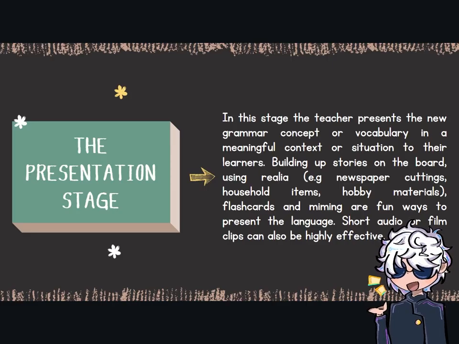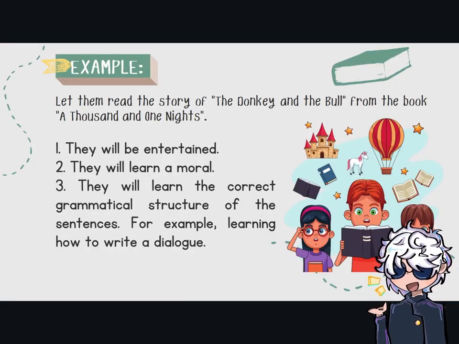ensure that the students understand the context you are presenting and to get them start thinking about it. One example of the presentation stage is letting them read the story of the bull and the donkey from the book 1001 Nights. In reading this story, they will be entertained. They will learn a moral. And most importantly, in this context, they will learn the correct grammatical structure of the sentences, like learning how to write a dialogue.